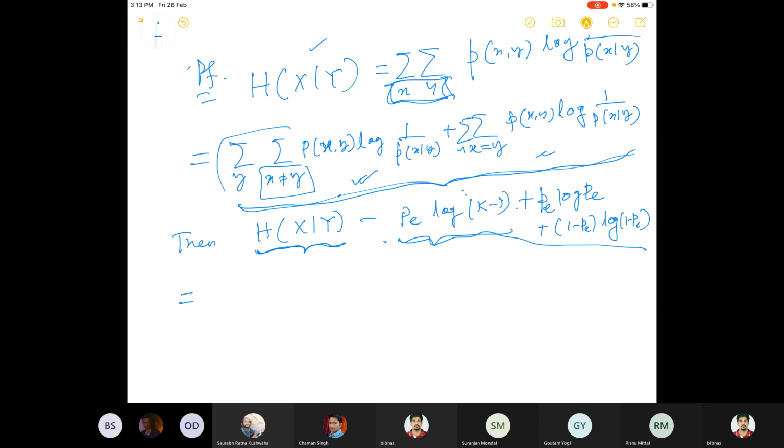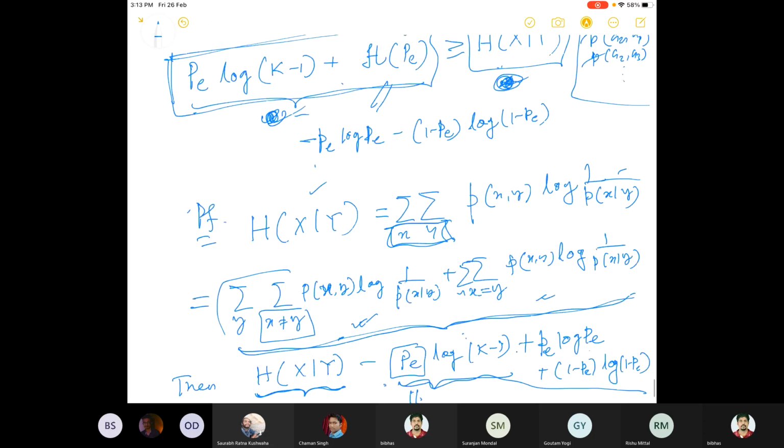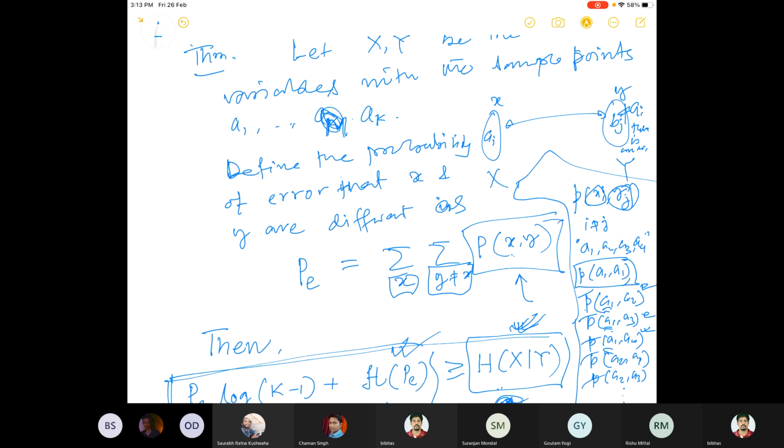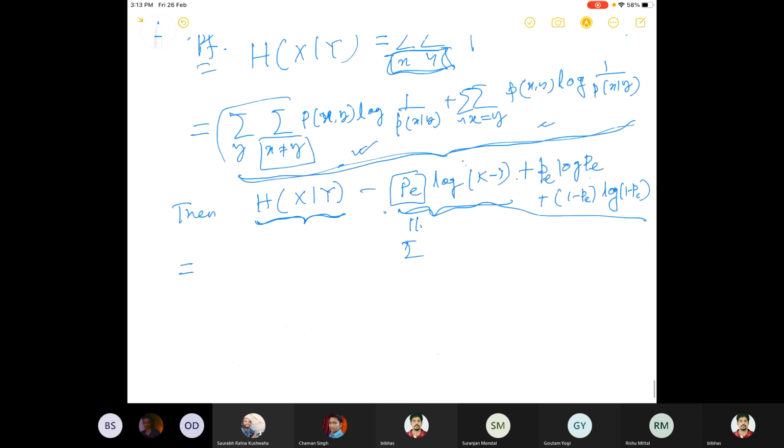So, what is P? Probability of error. This is exactly the probability of error. You can write here it is the sum over, now define the probability of error here, Y not equal to X. Or here also you can write X not equal to Y, P of X, Y. This is the probability of error. So you can write sum over Y, sum over X not equal to Y, probability of X, Y. This is how we can define the probability of error.